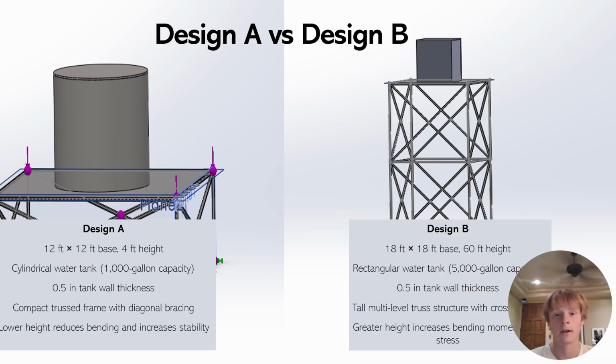Design B, on the other hand, is much taller at 60 feet, with a larger 18 by 18 foot base and a 5,000 gallon tank. While it increases storage capacity, the height creates much larger bending moments. The taller the structure, the more leverage wind and loads have to create stress. So design B introduces more complexity and higher internal forces, even though it seems beneficial in terms of capacity.